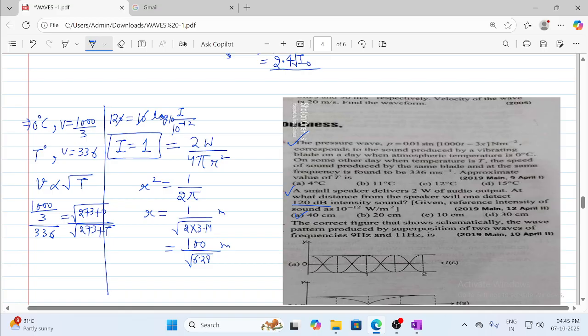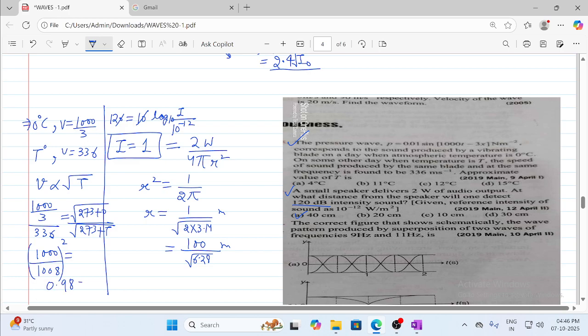You have to use the calculator. Can you find, let me know, how much will this ratio be? 1000 divided by 3 into 336, 1000 upon 1008, okay. How much will it be? 0.99. And the square of this, 0.99 into 0.99, I think it will become smaller, 0.98 or something.